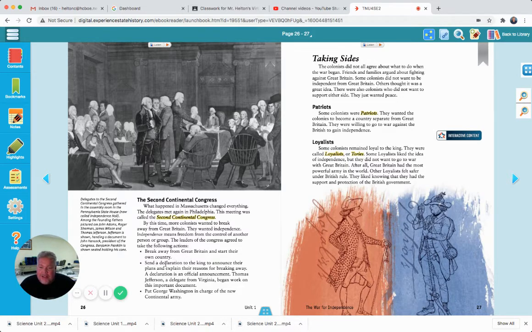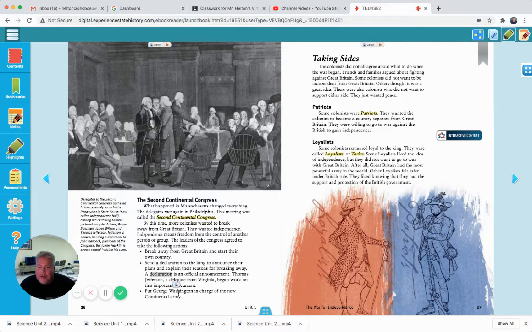They're going to send a declaration to the king to announce their plans and explain their reasons for breaking away. A declaration is an official announcement. Thomas Jefferson, a delegate from Virginia, began work on this important document. What do you think it's going to be? The Declaration of, what do you think? Independence? Yeah. A declaration, a statement of freedom.